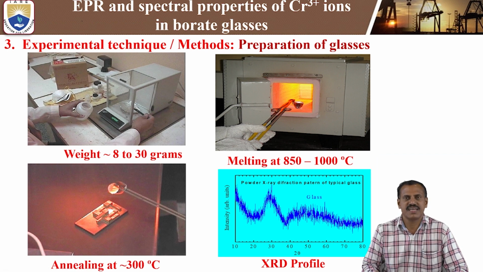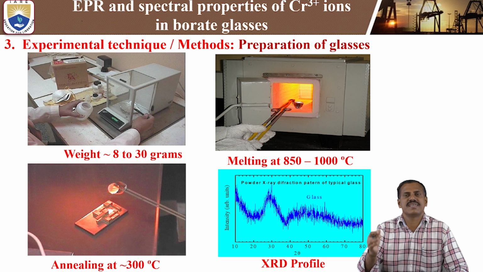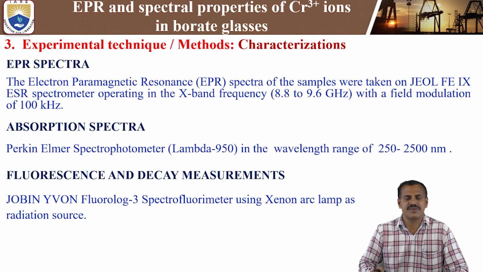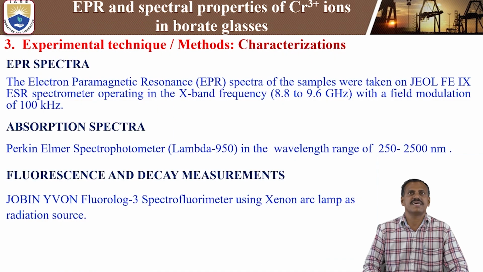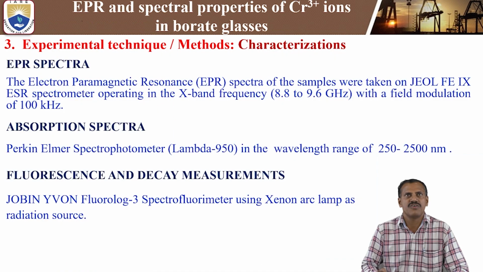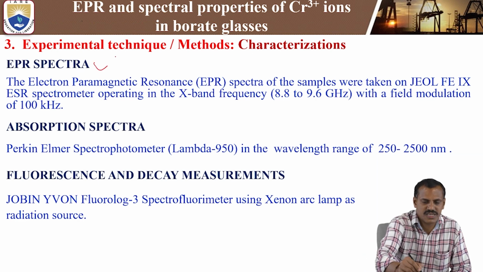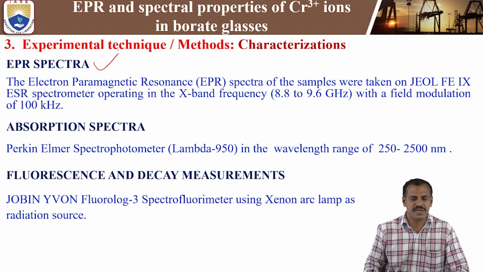After taking the glass material, we send it for different kinds of spectral measurements: optical absorption, EPR studies, and luminescence studies. We study these using different techniques. Experimental techniques and methods for characterization: the first one is EPR, electron paramagnetic resonance spectra. First we are going to study the electron paramagnetic resonance.